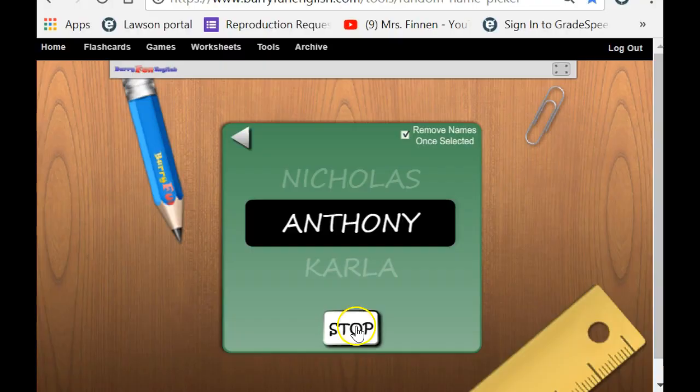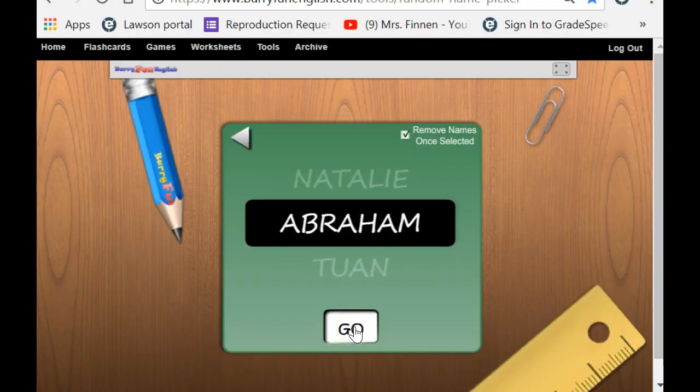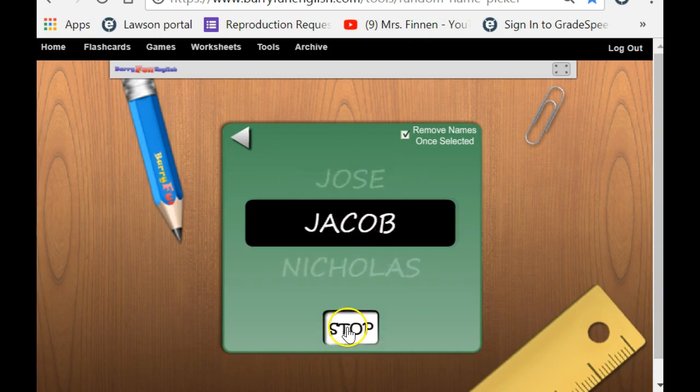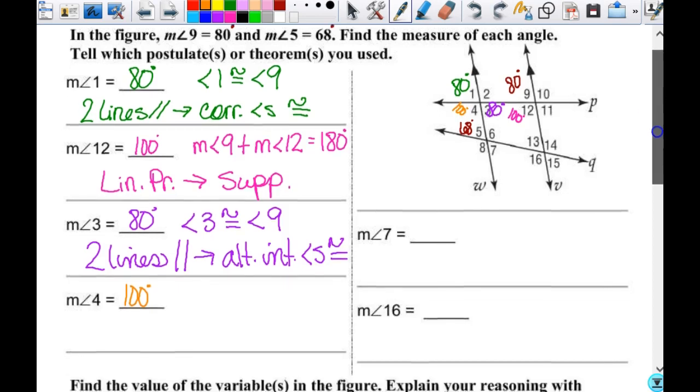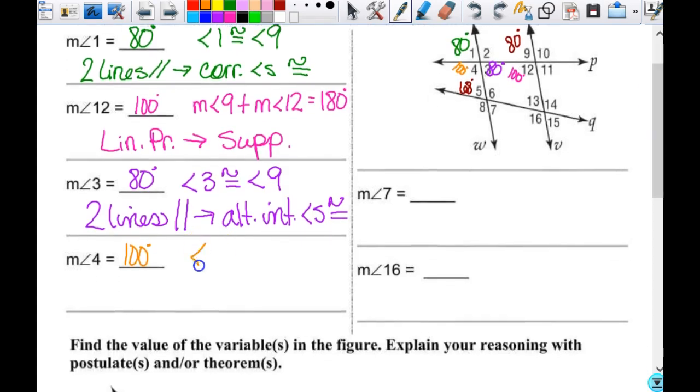So let's see which angle we're going to use to get this one. Abraham, not here. 1. You get to choose. All right, so we're going to use angle 4. So to find angle 4, are we going to use angles 1, 3, or 12? 12. Okay, so he wants to use 12. That's the one I would pick too, actually. So what is the measure of angle 4? 100. Okay. So this is 100. No matter which ones we use, we should get the same answer, right? So it's 100. And if we're going to use 4 and 12, they're congruent. So angle 4 is congruent to angle 12.